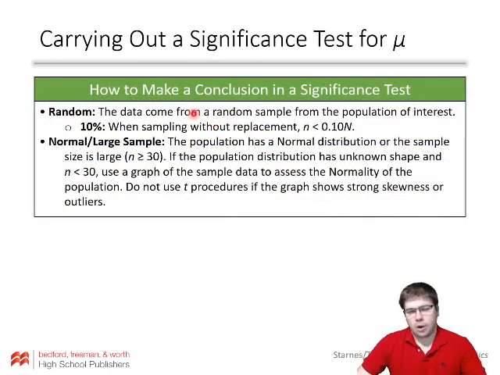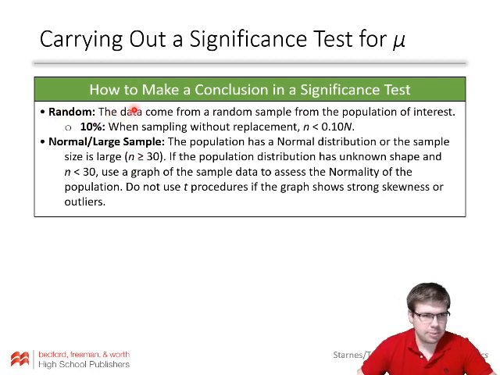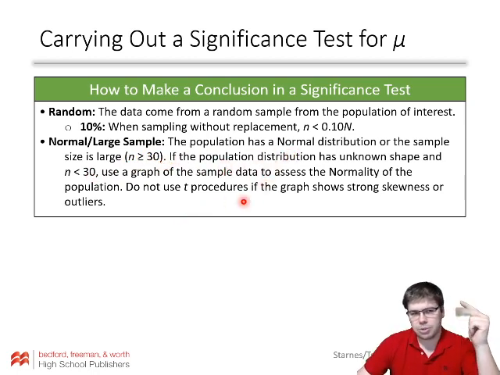All right, so conditions for a significance test. These are pretty much the exact same as last chapter for the one-sample t interval. So for the one-sample t-test, we need the random condition: data come from a random sample, and the 10% condition: the sample is less than 10% of the population. And the normal/large sample condition: either the population is normal, or the sample size is large so we can use the CLT, or if we don't know, then we can graph our data and make sure it doesn't look super skewed or have any outliers, and assume the population is somewhat normal. In that case, we can go on with t procedures.